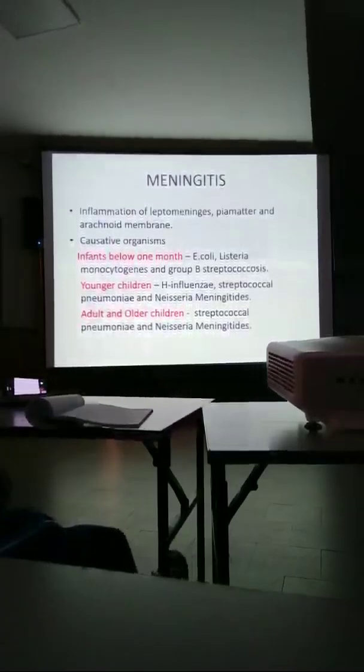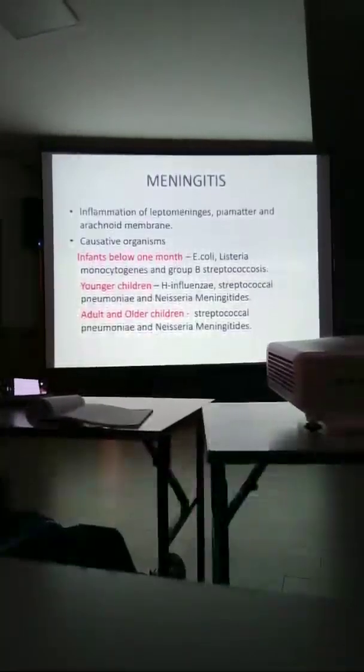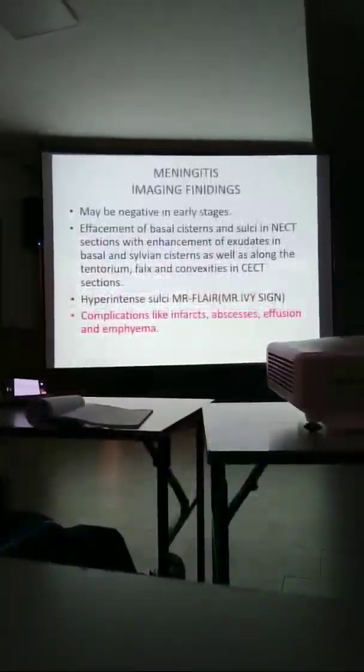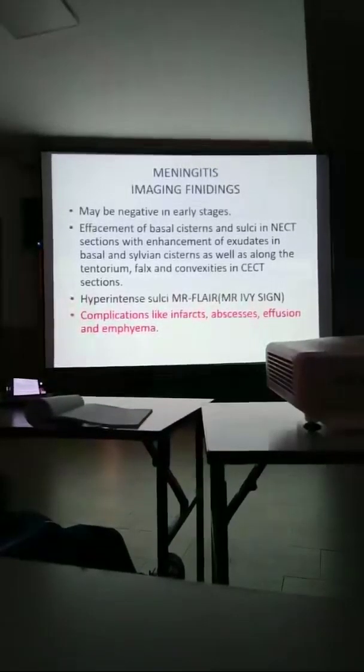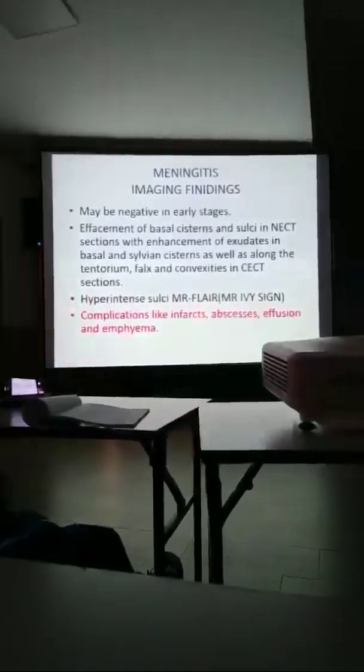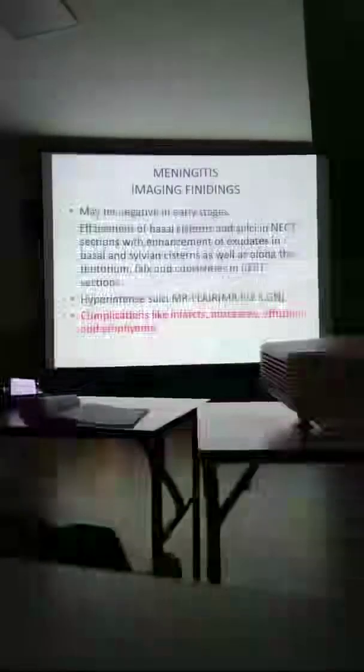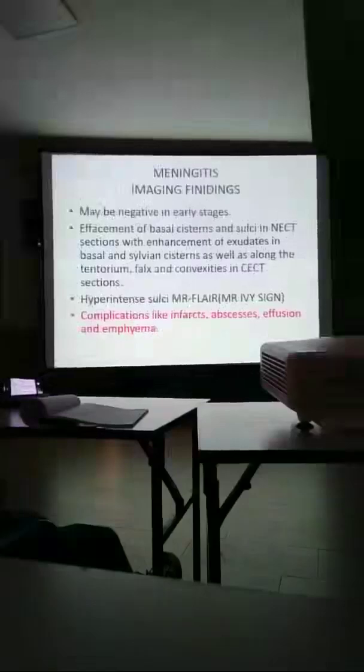In younger children it is H. influenzae, Streptococcus pneumoniae, and Neisseria meningitidis. In adults it is Streptococcus pneumoniae and Neisseria meningitidis. CT may be negative. Sometimes we may get effacement of the basal cisterns as well as enhancing exudates. The typical appearance in MR is that we will have bright signals in FLAIR sequences, the so-called MRI equivalent, and the complications can be appreciated.